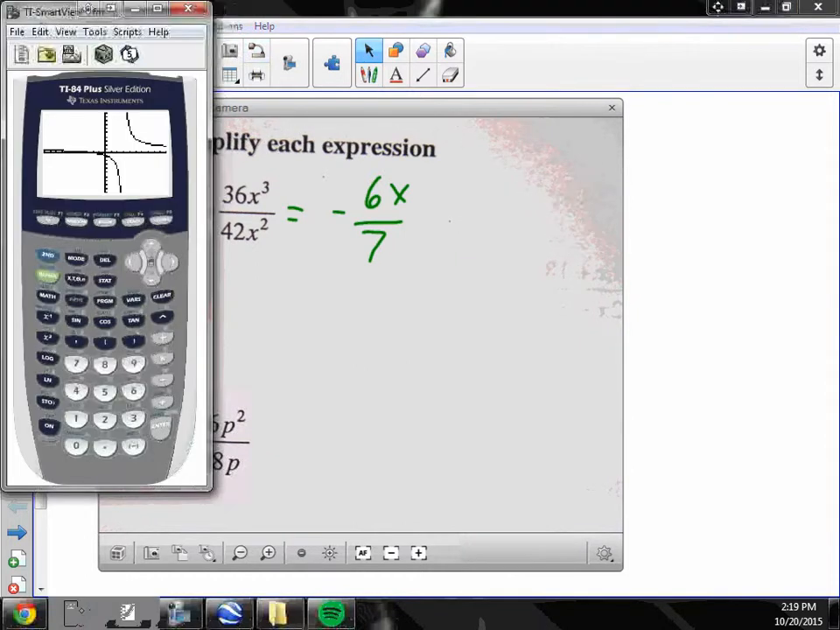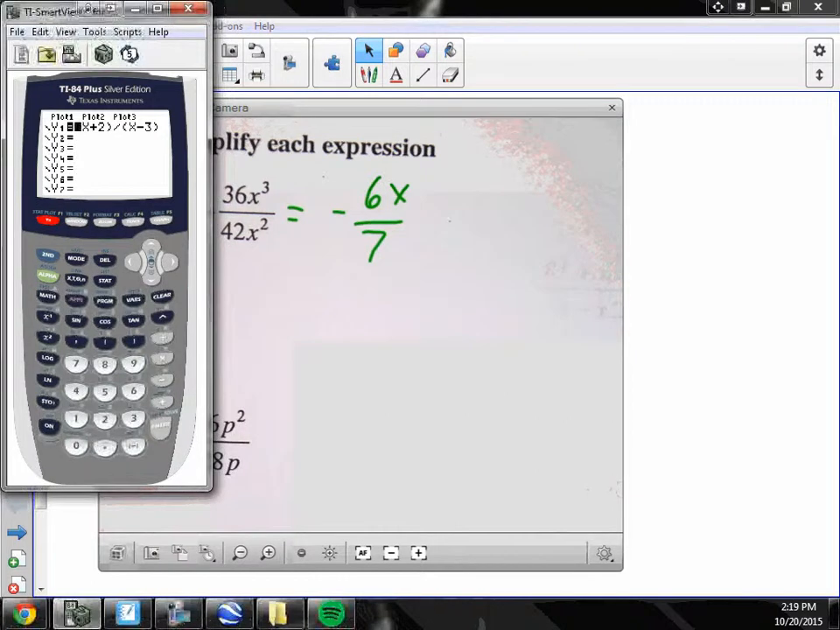So, open up your calculators. I want you to graph negative 6x over 7. So, negative 6x over 7. I push enter, and I'm going to graph it. Okay. So, everybody graph that. And I'm going to graph the original, and we'll compare the two. So I'm going to go in, and I'm going to change mine to negative 36x to the third.